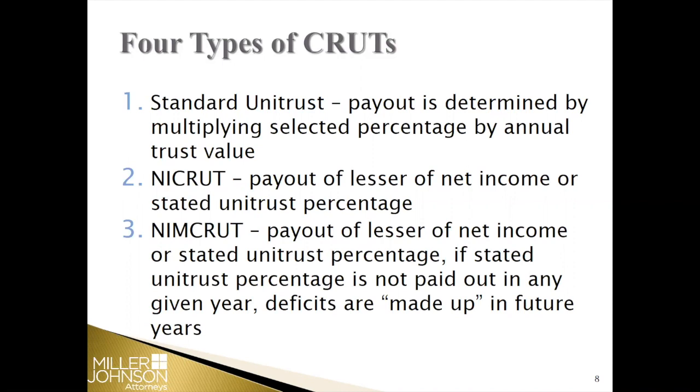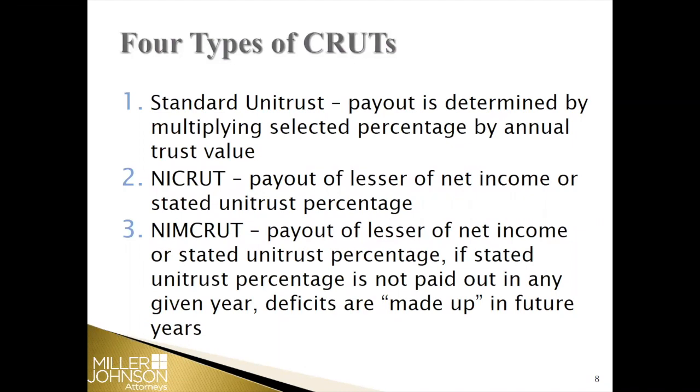Again, the minimum is 5%. You don't want to set it too high. You can, but if you do that, you're going to deplete the corpus of the trust. So as long as you're aware of the fact that you could drive that principal balance down and you're okay with it, that's not a problem.